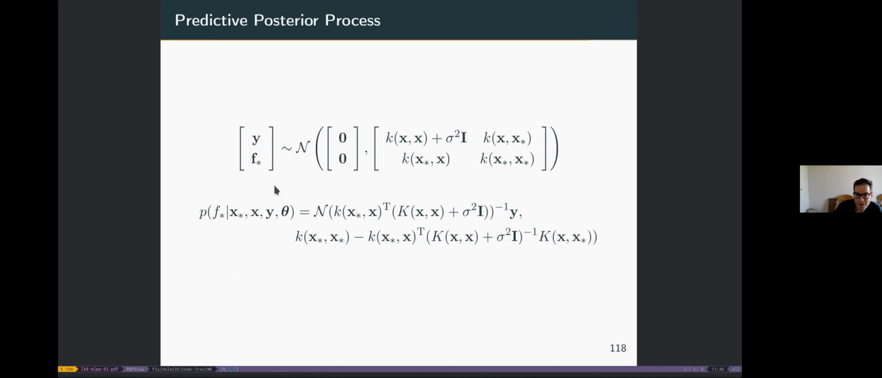So now instead of specifying a joint distribution over f and f star, now I got y and f star, and I just add an additional variance to y, which doesn't depend on x, which is just this independent noise that I add. So the predicted posterior becomes exactly the same, except that you just add this additional term that doesn't depend on x.